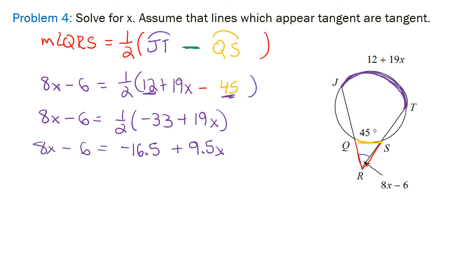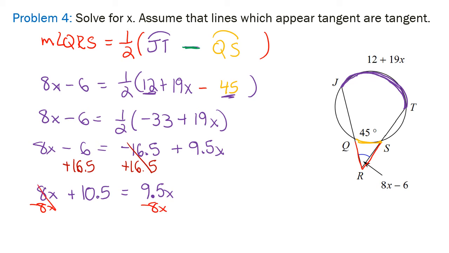So from here we can go ahead and solve the equation. I'm going to add the 16.5 to the other side. And so now I have negative 6 plus 16.5. My equation is now 8x plus 10.5 equals 9.5x. Going to go ahead and subtract the 8x over. And so now I have 10.5 equals 1.5x. Divide both sides by 1.5. And x will equal 7.